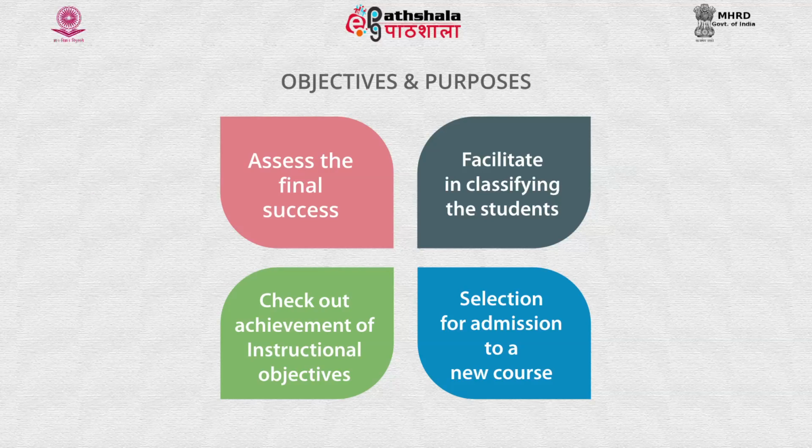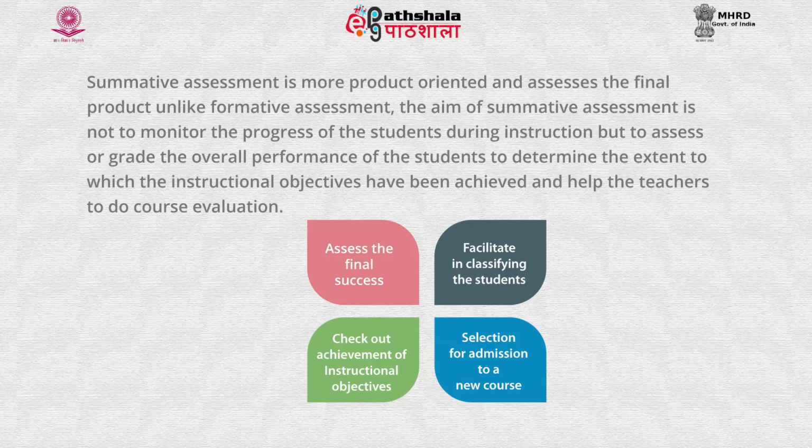On the other hand, we can say that the objective of summative assessment is to facilitate in classifying students according to their abilities and their selection for admission to a new course. Summative assessment is more product oriented and assesses the final product. Unlike formative assessment, the aim of summative assessment is not to monitor the progress of the students during instruction, but to assess or grade the overall performance of the students to determine the extent to which the instructional objectives have been achieved and help the teachers to do course evaluation.